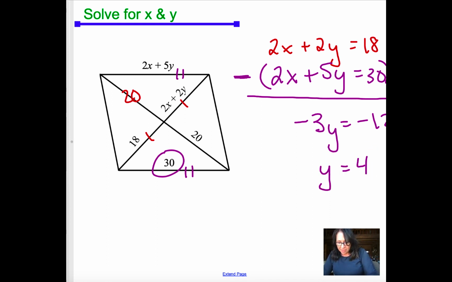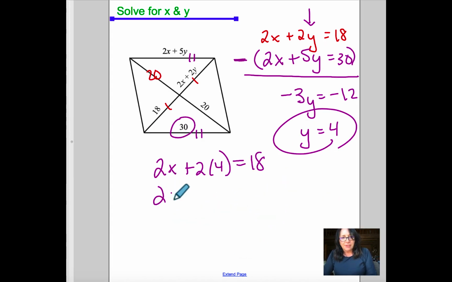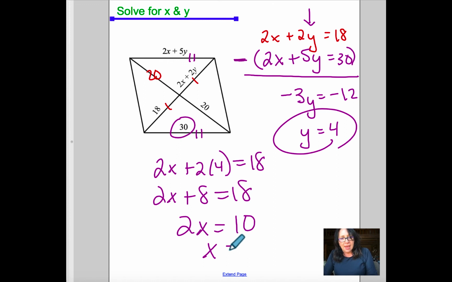So I get negative 3y is equal to negative 12, and y is equal to 4. And so now I have y. All I have to do is plug it back into one of the two equations that I have. So 2x plus 2y, y is 4, equals 18. I've got 2x plus 8 equals 18. I'm going to subtract 8. I get 2x is equal to 10. x is equal to 5. And so now I have both x and y.